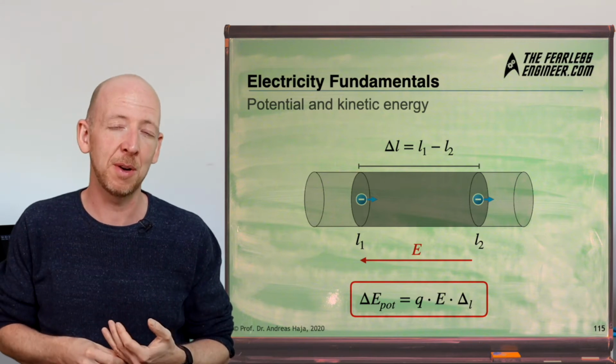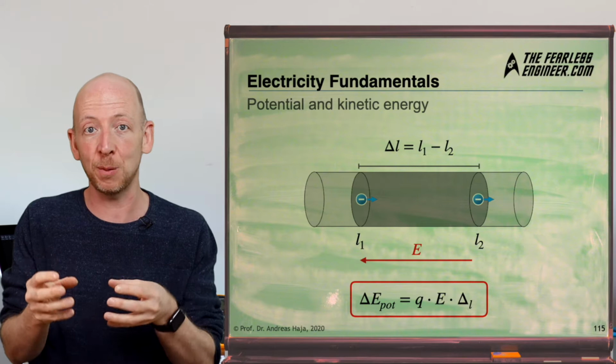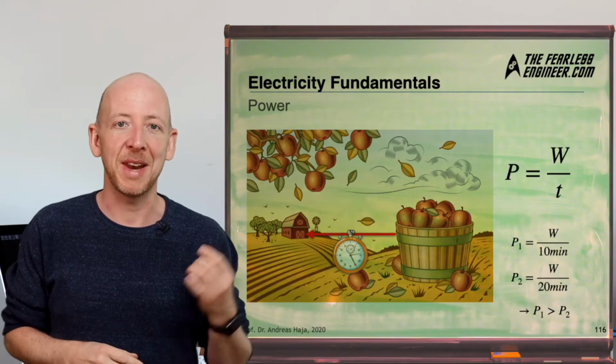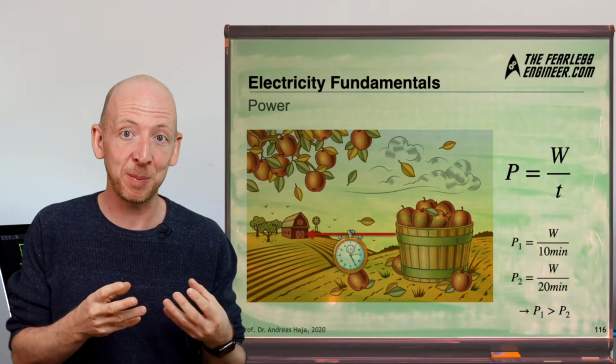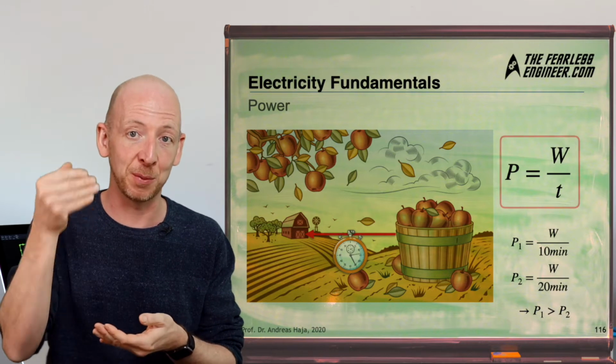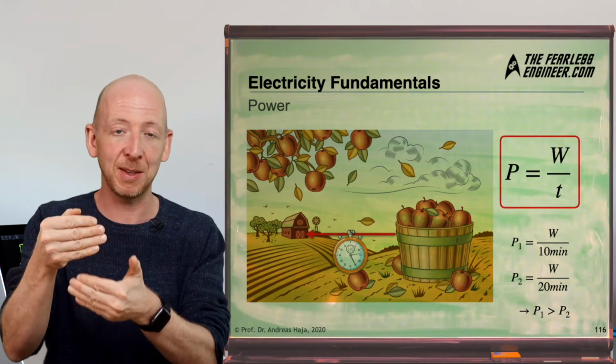And with this we are now clear on the terms energy and work, and we even have a first formula for it. And next let's talk about performance here. Generally speaking, performance is the ratio of the amount of work being done to the amount of time it takes to complete the work.